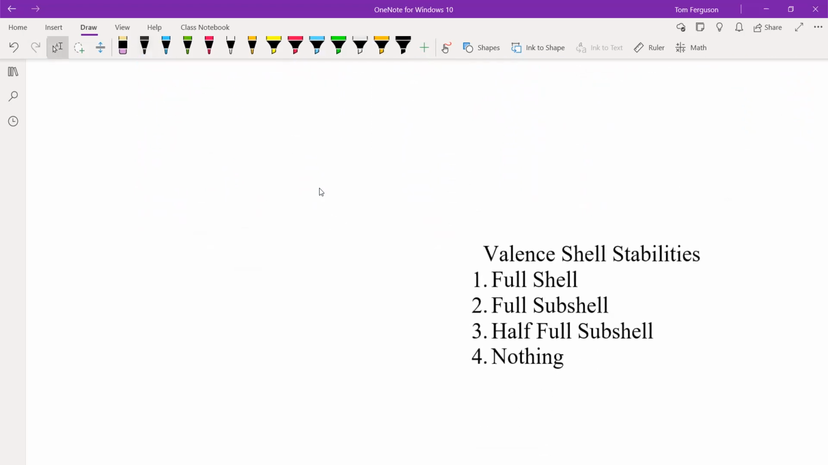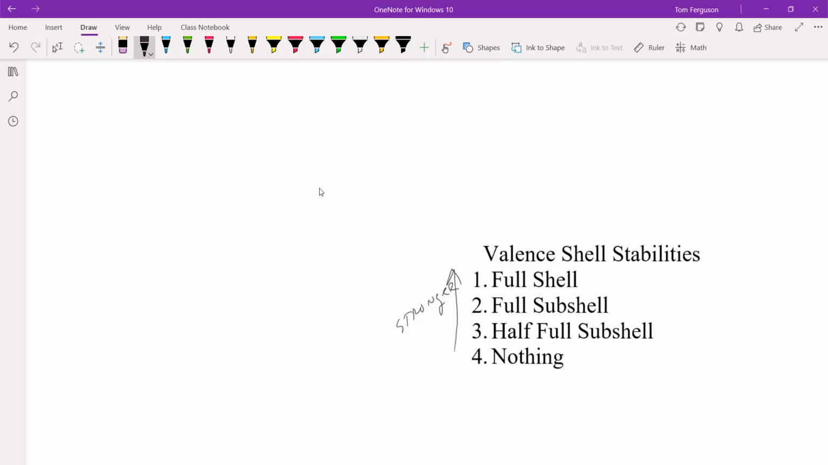Okay. So to analyze whether an element is stable in its native, neutral form, these are the 4 rules you've got to go by. Number 1 is the strongest: full shell. And there are 7 of those. Those are called the inert gases. Number 2: full subshell.